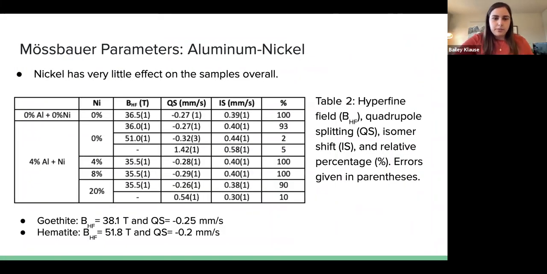And then here, these are the parameters from the nickel samples. It basically agrees: once we start introducing the nickel, we're really just making mainly goethite, with a little bit of the superparamagnetic phase in the 4%, 20% sample.